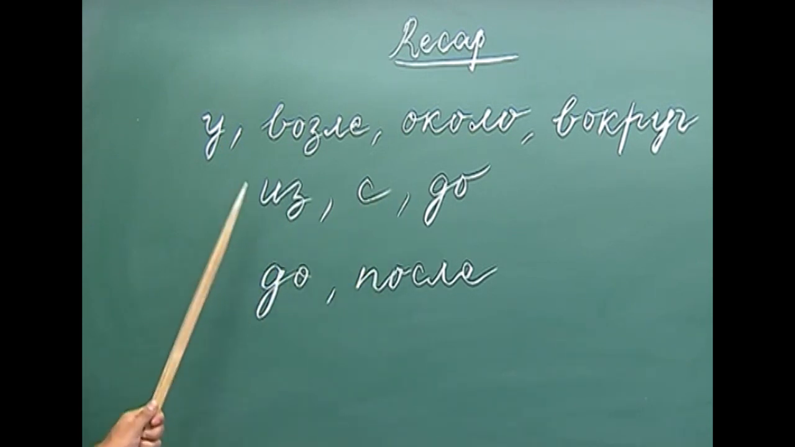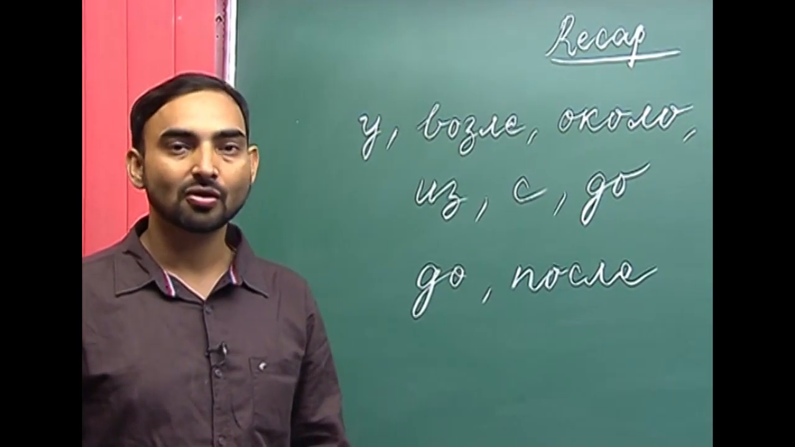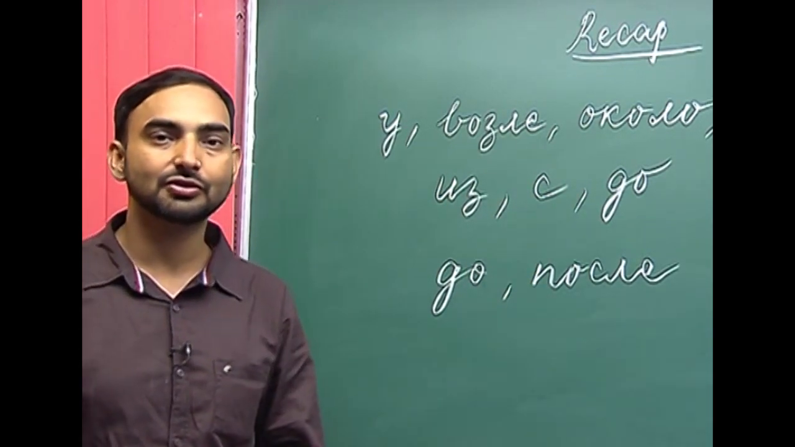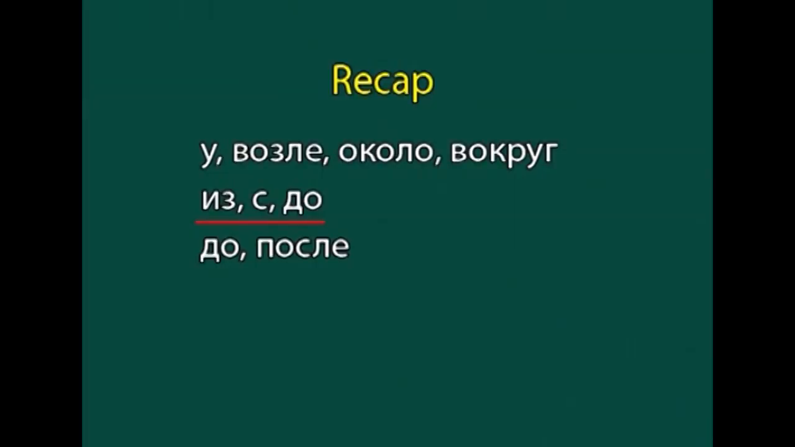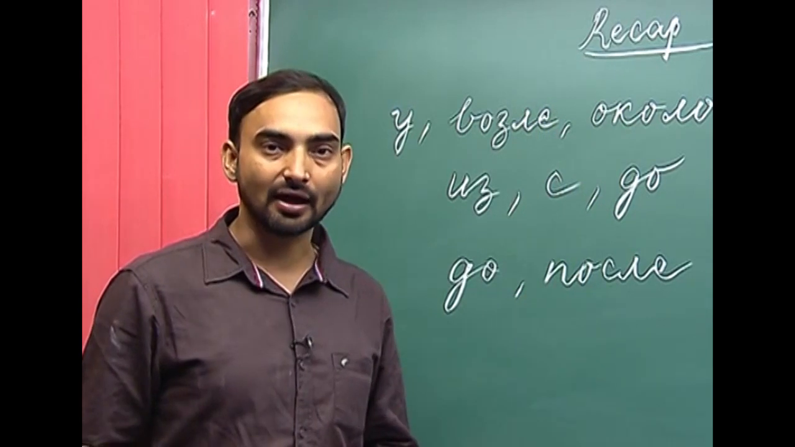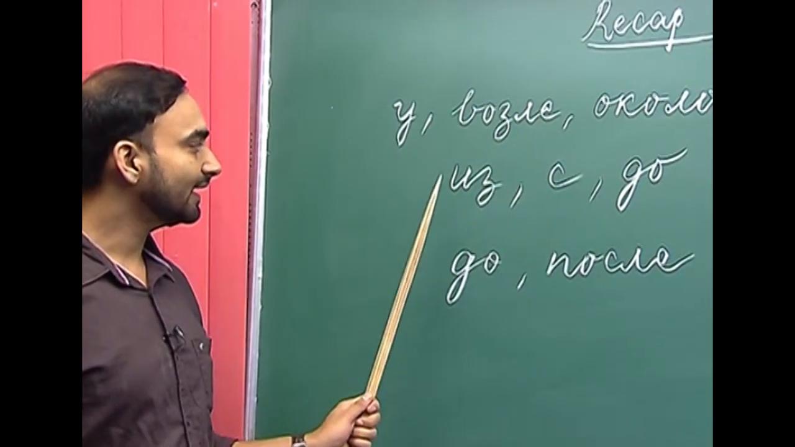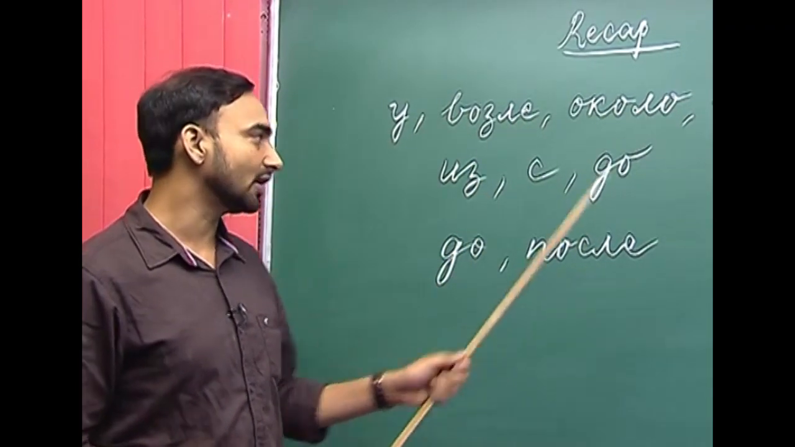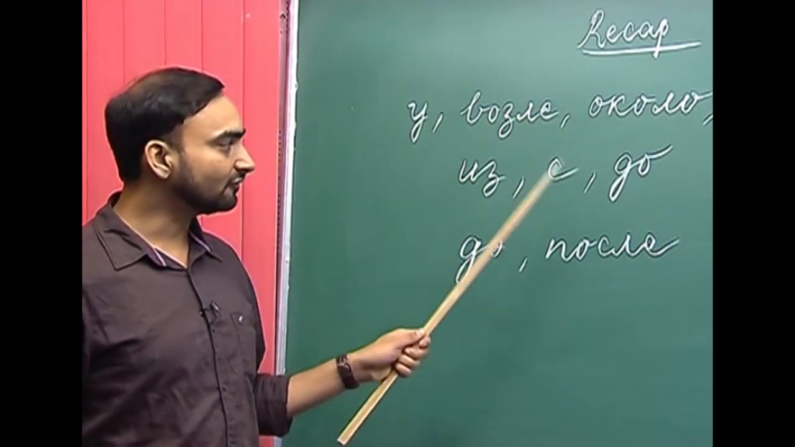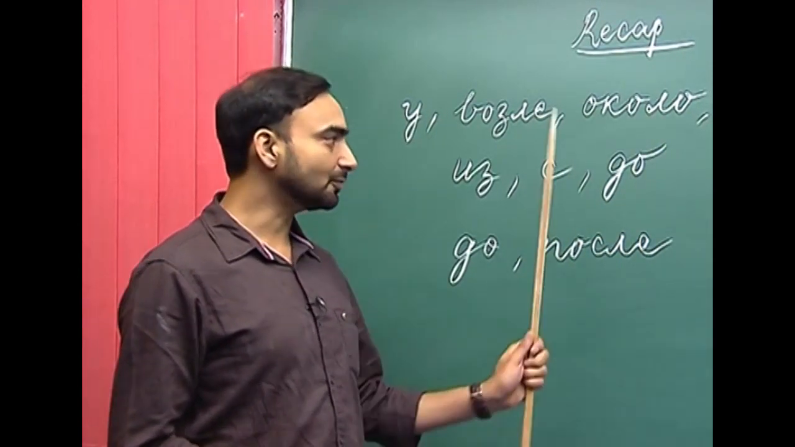The second set of prepositions are из, с, and до. These prepositions are used to denote movement from or to a place. Из and с are used to answer the question откуда. Из corresponds to the preposition в in the prepositional case, and с corresponds to the preposition на. So, whenever you use в with a noun in the prepositional case, the same noun will take из when answering the question откуда. Similarly, if a noun takes на in the prepositional case, the same noun will take с while answering the question откуда. And до denotes a movement up to a certain point or up to a certain place.